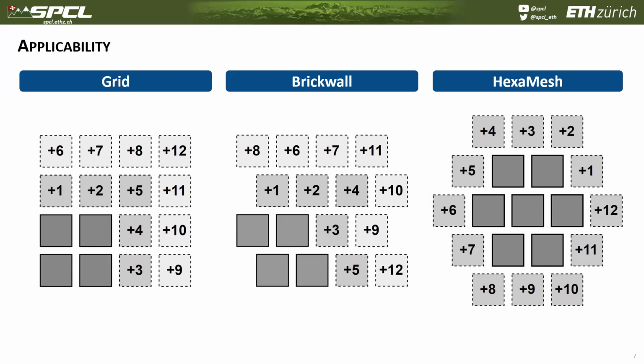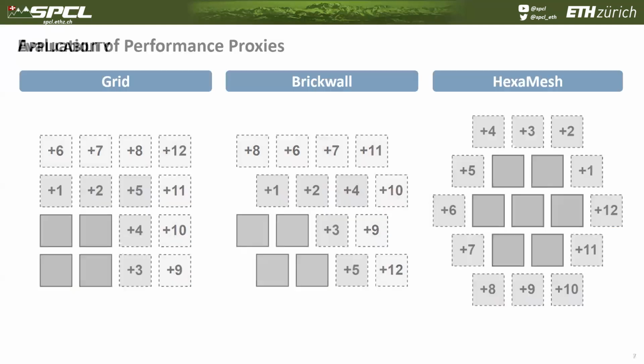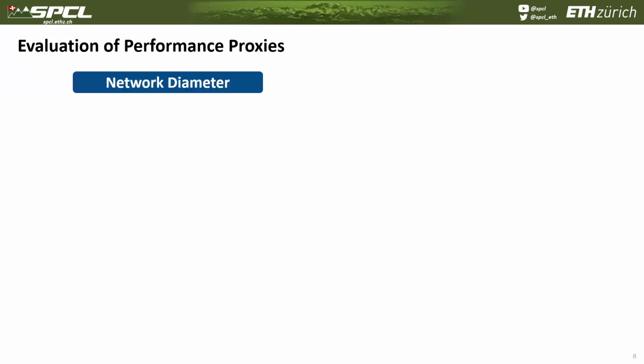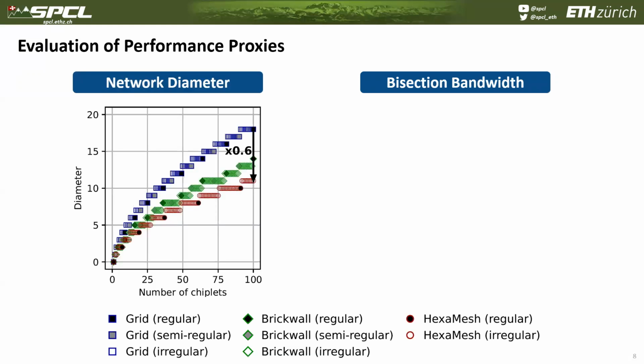Now that this applicability issue is out of the way, let's compare our arrangements. We compare them in terms of network diameter and bisection bandwidth. Here you can see the network diameter on the y-axis versus the number of chiplets on the x-axis. The grid arrangement that is depicted in blue has the highest network diameter. By going from a grid to a brick wall arrangement, here in green, we can reduce the network diameter, and by going to a HexaMesh arrangement, the diameter is further reduced.